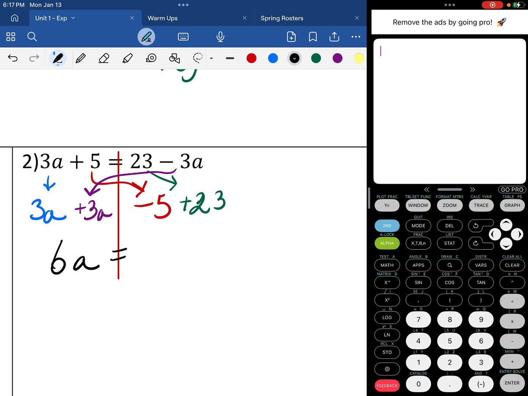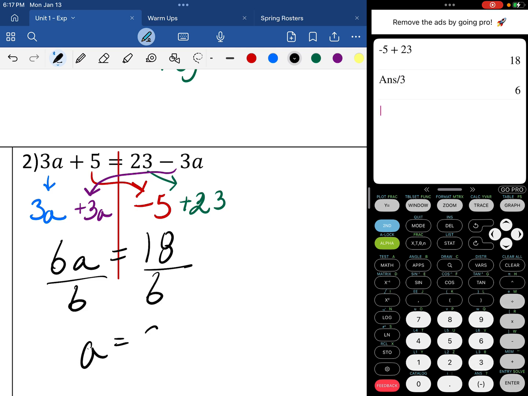Bring your equals down. Negative 5 plus 23. If you're not sure about that, we can plug it in the calculator. Sorry, not 32, 23, is 18. Then we just divide. 18 divided by 6, A equals 3.